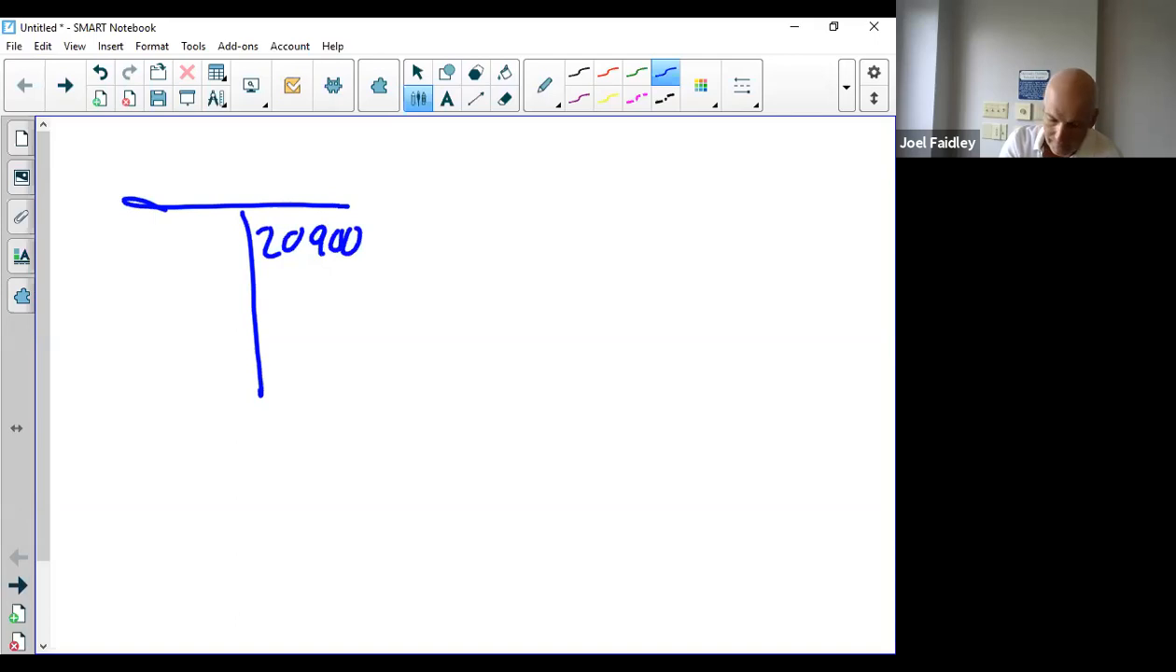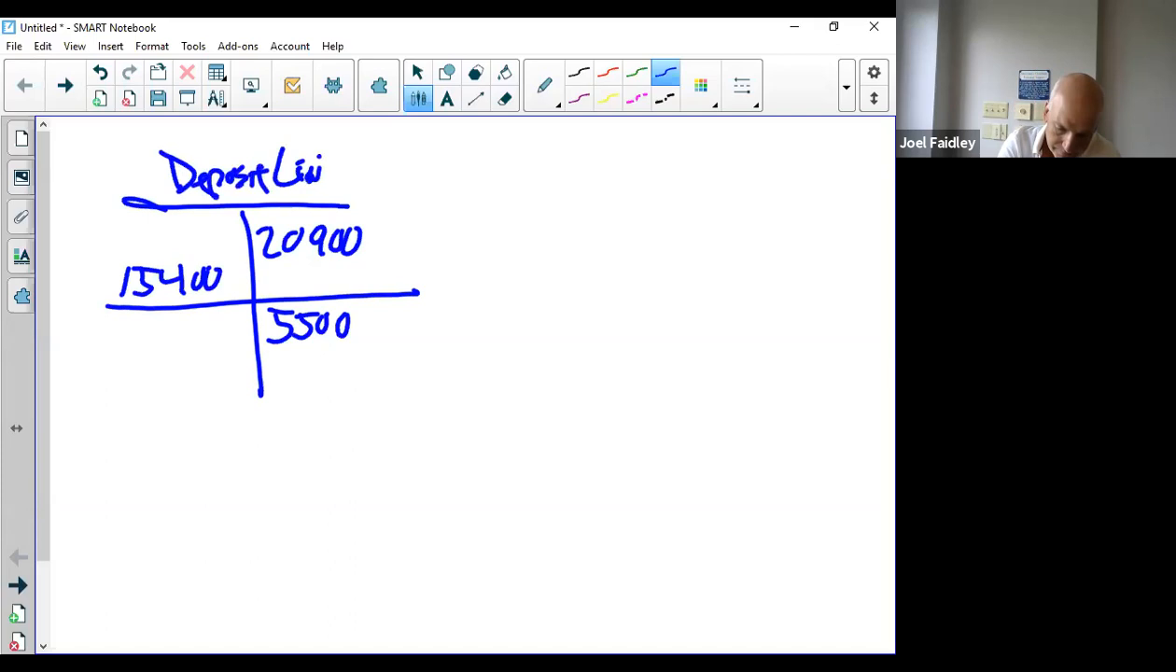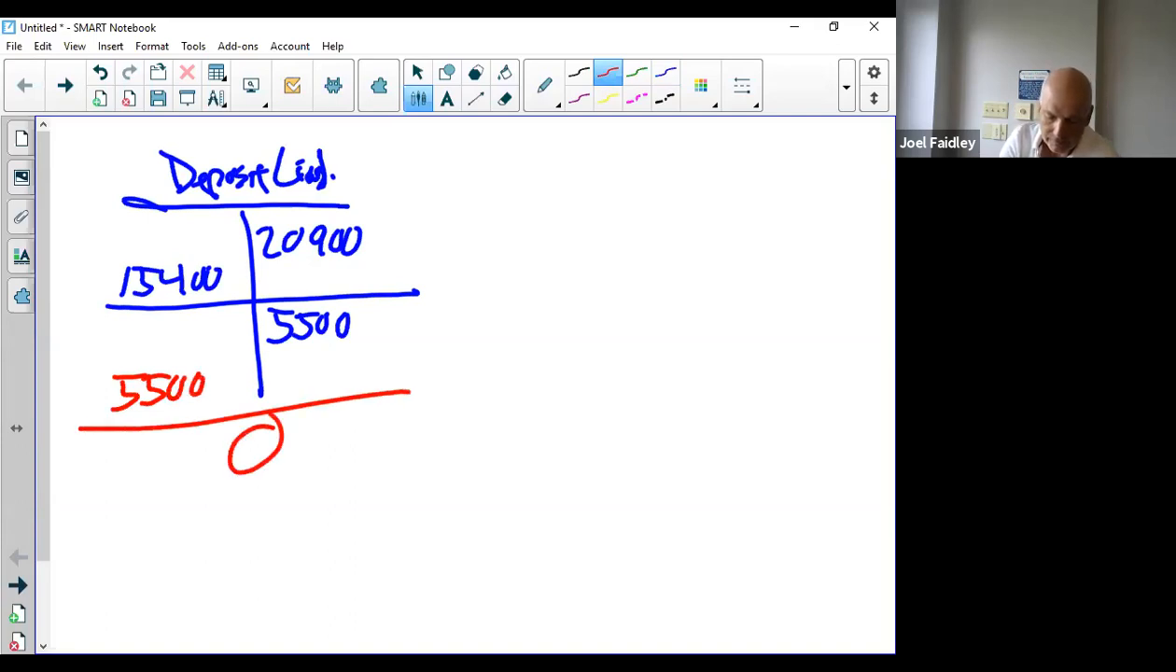$20,900. 15,400 was returned, right? So 20,900 minus 15,400 is 5,500. And this is my deposit liability. And so that 5,500 is what I'm going to have to make an entry for to get that to zero, correct? Because those dumpsters aren't going to be returned. And so that liability, that $5,500 cash, I'm going to keep.